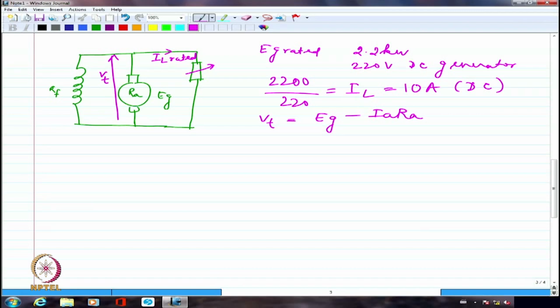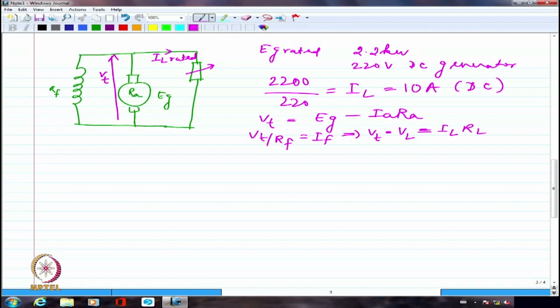And similarly, I should be able to write Vt divided by Rf equal to If. And I can also say Vt equal to VL, which is also equal to IL times RL, if I am connecting a resistance load. So I can simply say it is IL times RL. Instead, I could have connected a motor; the generator could be feeding a motor. But right now, I am just taking a passive load, which is a resistance load.